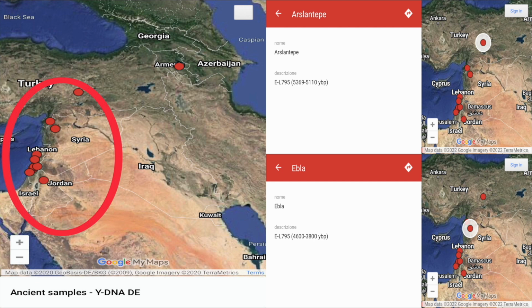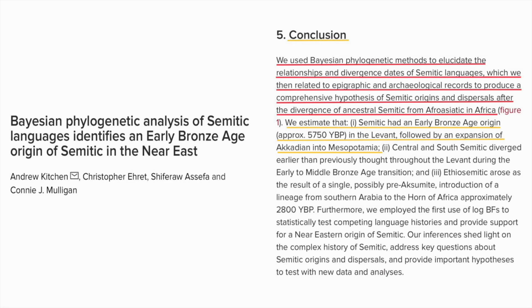And finding haplogroup E in the Levant is important because Semites will expand from the Levant into Mesopotamia. According to the paper titled Bayesian Phylogenetic Analysis of Semitic Languages identifies an early Bronze Age origin of Semitic in the Near East, it reads, we estimate that Semitic had an early Bronze Age origin approximately 5,750 years before present in the Levant, followed by an expansion of Akkadian into Mesopotamia.